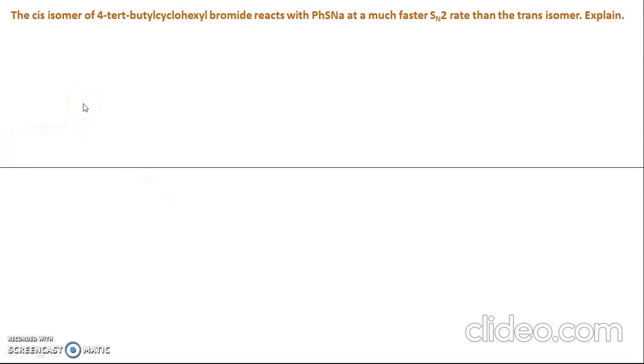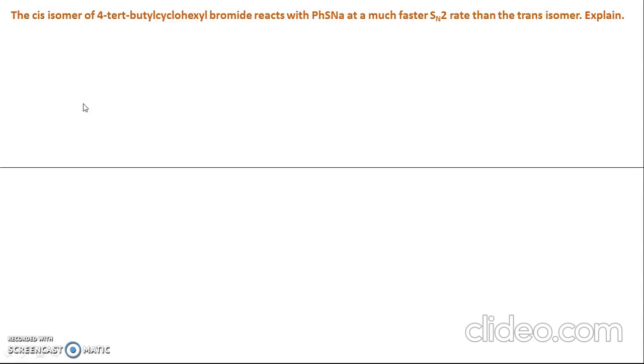The first problem here is the cis isomer of 4-tertiary butyl cyclohexyl bromide, that is cyclohexane with a 4-tertiary butyl group and bromine at the 1 and 4 positions. It is reacting with PhSNa, the sodium salt of thiophenol. Phenol is PhOH, thiophenol is PhSH, and the sodium salt is PhSNa. This molecule reacts with PhSNa at a much faster SN2 rate compared to its trans isomer.